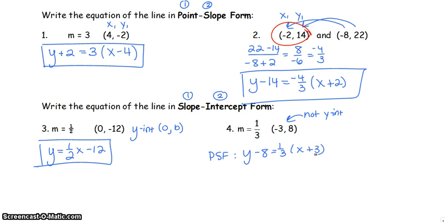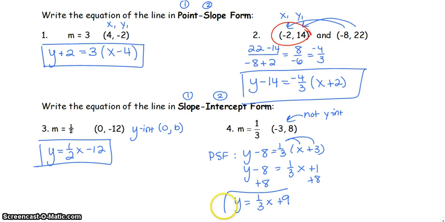And then we can take point slope form and change it into slope-intercept form. So we can distribute that 1/3. Y minus 8 equals 1/3 x, 1/3 times 3 is 1. And then we solve for y. Add 8 over. And we've got y equals 1/3 x plus 9. And you've changed your equation from point slope form into slope-intercept form.